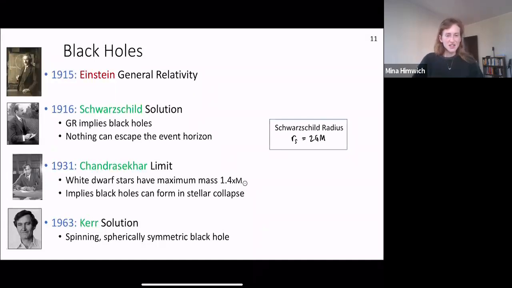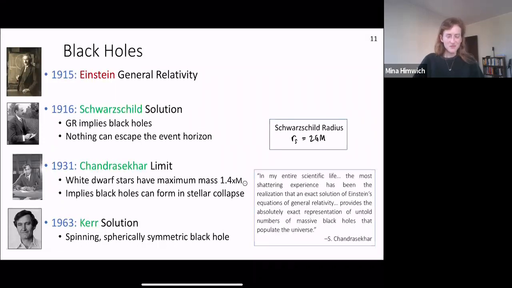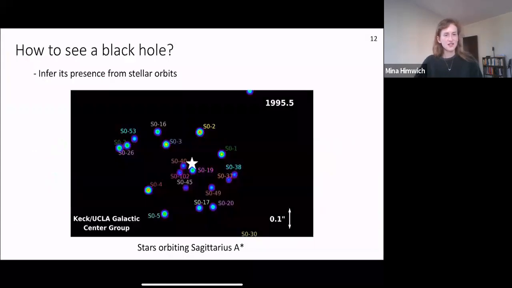And I mostly just wanted to include this really nice quote from Chandrasekhar, who said, upon learning about the Kerr solution, that in my entire scientific life, the most shattering experience has been the realization that an exact solution of Einstein's equations of general relativity provides the absolutely exact representation of untold numbers of massive black holes that populate the universe. So the Kerr solution gives us something that we can go out and test on the astrophysical black holes that we see, which are generically spinning. And then we can use our predictions from general relativity for tests in the Event Horizon Telescope.